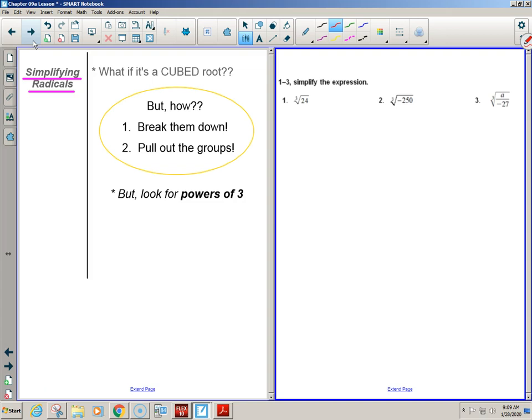Does anybody know what 2 cubed is? Good. You guys did pretty good with that one last time. We're not going to do all of them because they get way too big. But does anybody know what 3 cubed is? 27. 27, nicely done.